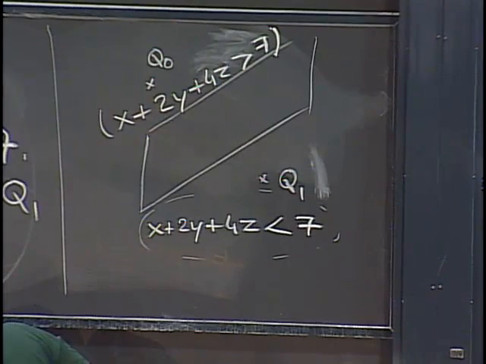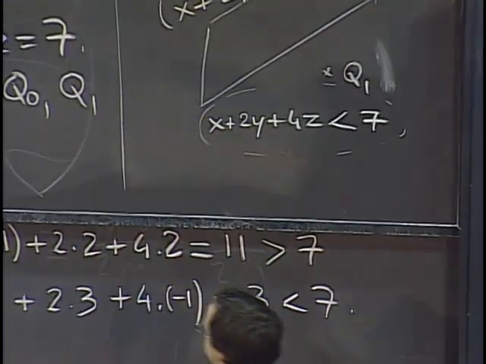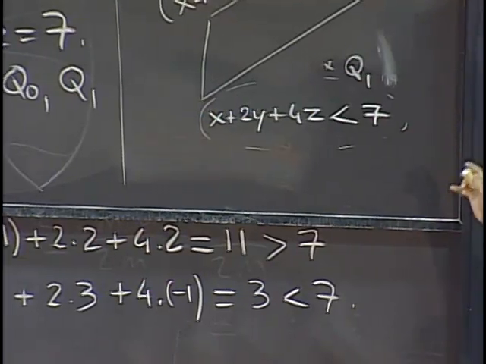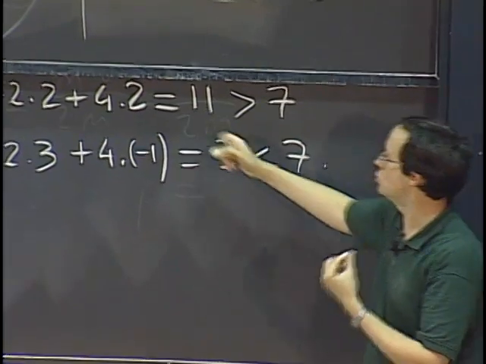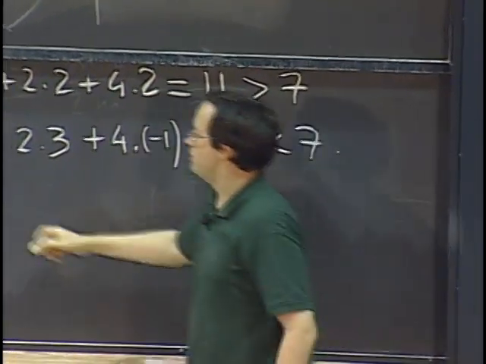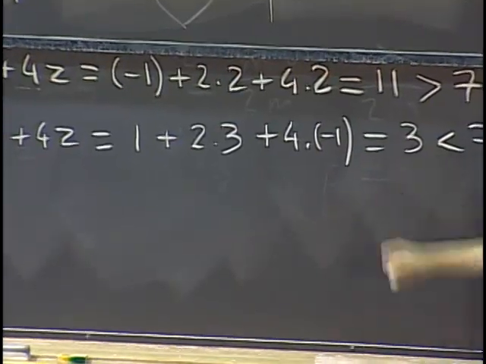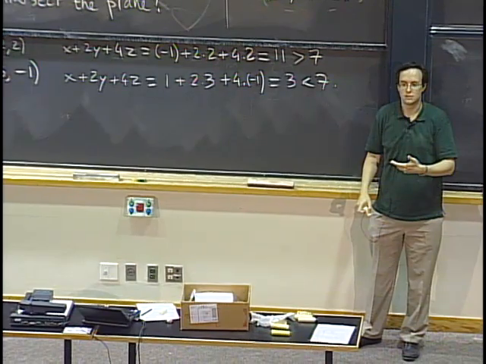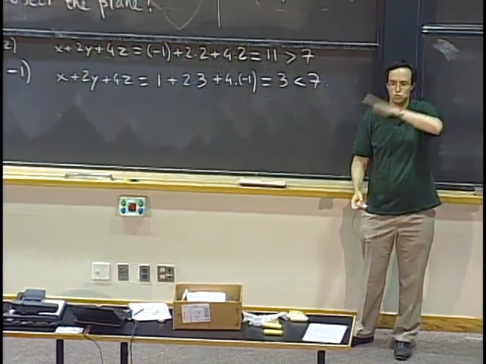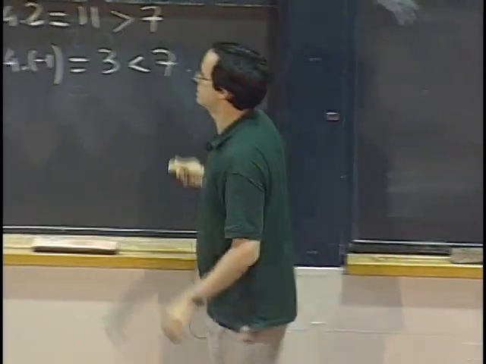And to go from one to the other, well, x + 2y + 4z needs to go through the value 7. If you're moving along any path from Q0 to Q1, this thing will change continuously from 11 to 3. At some time, it has to go through 7. Does that make sense? So to go from Q0 to Q1, we need to cross P at some place. So they're on opposite sides.